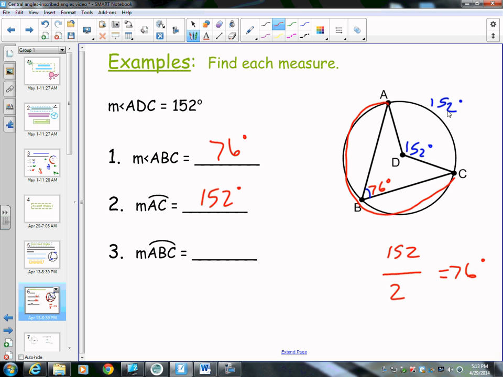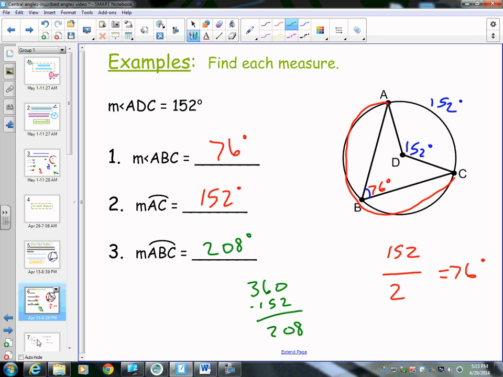Well, again, the whole circle is 360 degrees. A to C is 152. That's something we don't want, so we're going to subtract out 152. So we get 360 minus 152, and we get the total of 208, meaning the arc A to B to C, the rest of the circle, is 208 degrees.